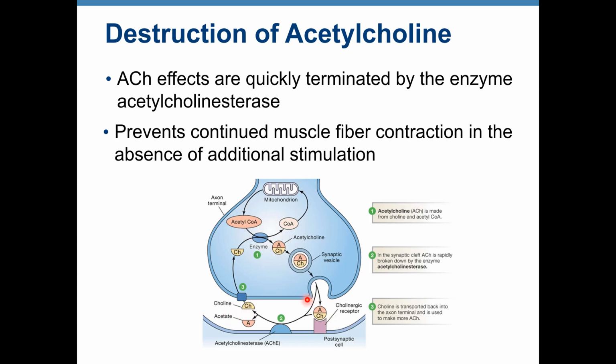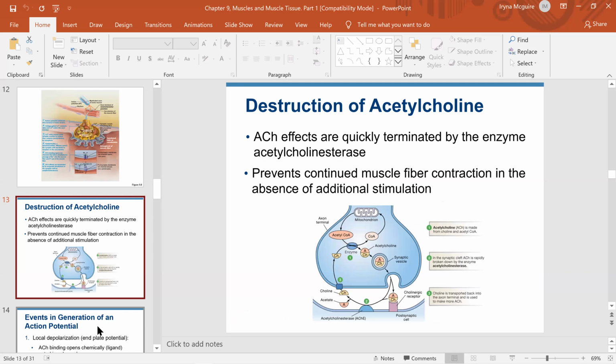So we need to remove acetylcholine quickly to prevent continued muscle contraction in the absence of additional stimulation. You don't want your muscle to contract constantly, right? You want it to contract only as long as you need to. If acetylcholine is present here, your muscles will continue contracting, assuming that we have other things like calcium and ATP.